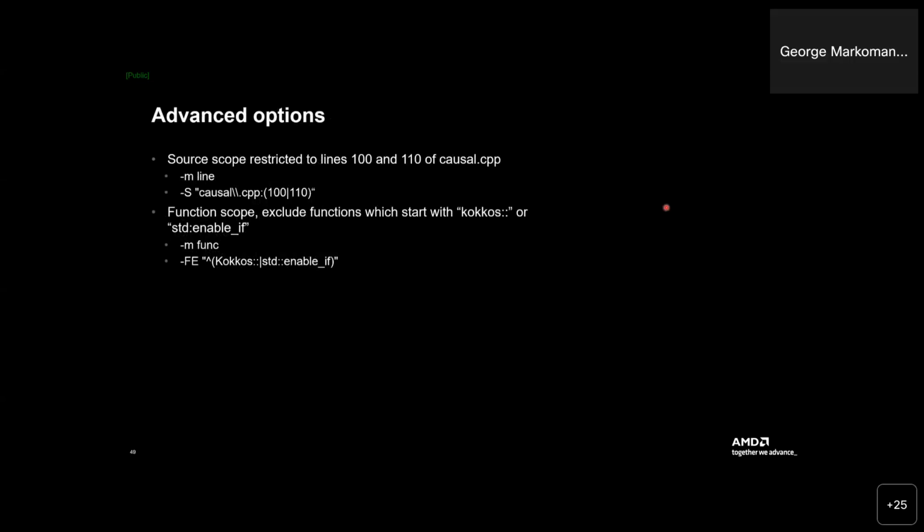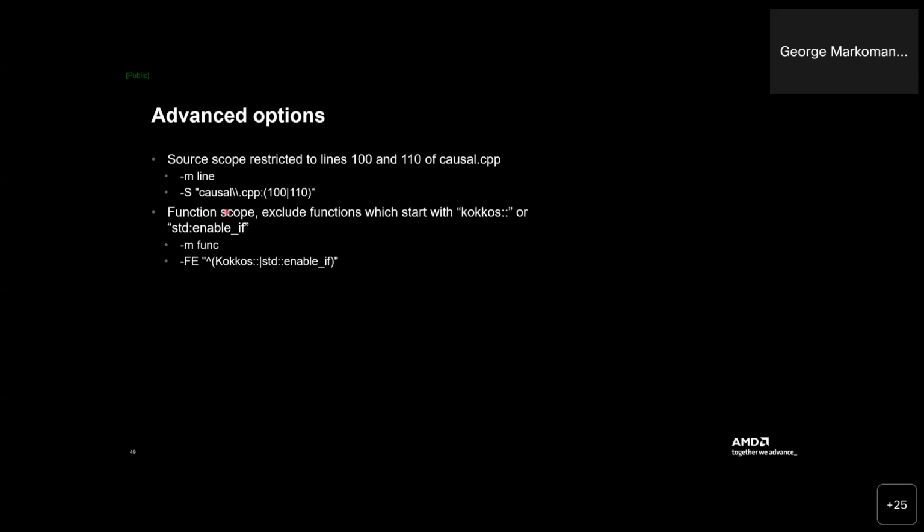So let's see something. Basically, this slide should be later. Source scope is to restrict to lines 100 to 110. In the options I will show you in the next slide, you can say I want to do analysis per line, and I want to analyze lines 100 to 110. So this way, all the analysis will take place here.